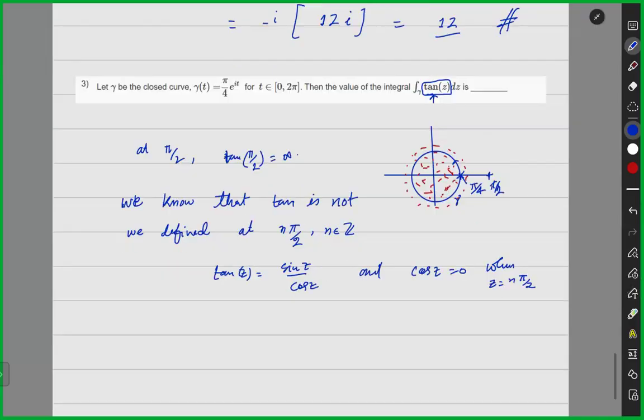We can choose omega small enough, a disk of radius, let's say, bigger than pi by 4 but less than pi by 2, something like this.